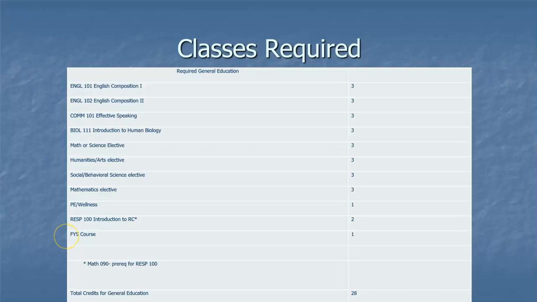You must take a PE class. Of course, you must have Respiratory 100, which is what you're doing now. And you have to have a first year seminar class. Note that Math 090 is the prereq for Respiratory 100. So you take 28 credits worth of general education requirements.